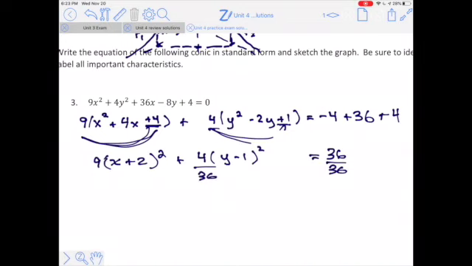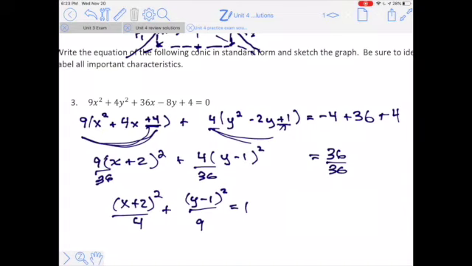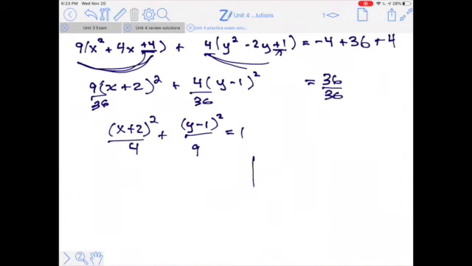So divided by 36, 9 over 36 gives us a 4 down at the bottom. And then 4 over 36 is going to give us a 9. So now we know it is an ellipse. And we're moving to the left 2 and up 1. Those are our transformations.